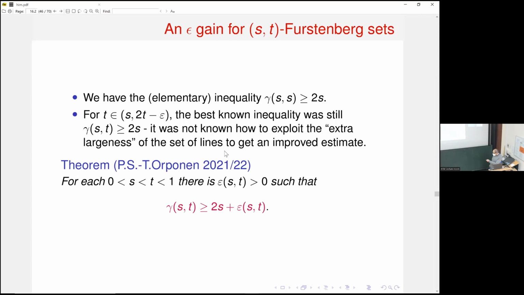With Thomas, we prove that, again, we have 0 less than S less than T. T could actually be a bit bigger than 1. This is still interesting when T is a bit bigger than 1. Then we can get an epsilon improvement over this easy bound 2S, and this is as soon as T is bigger than S. So we don't have to go all the way to 2S.